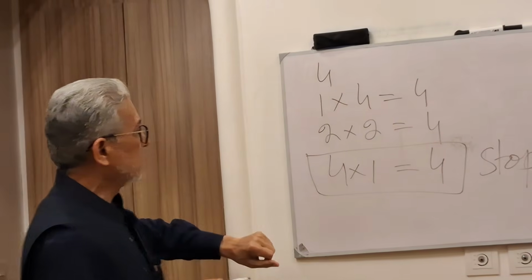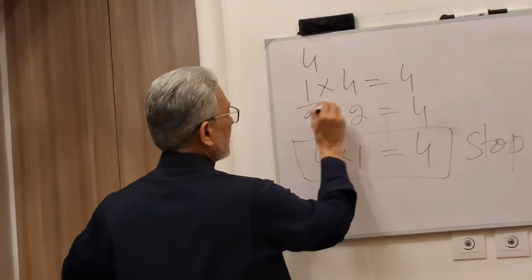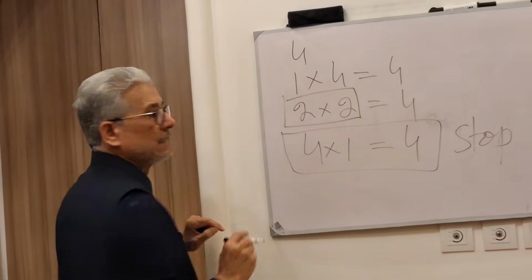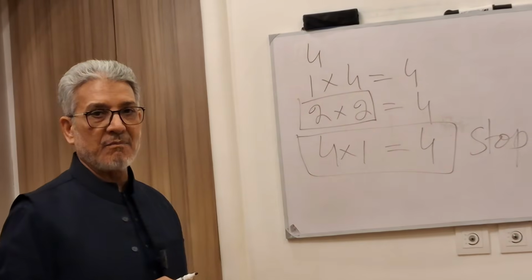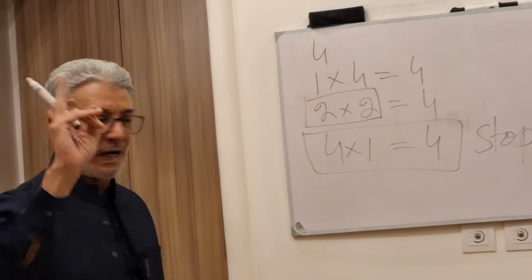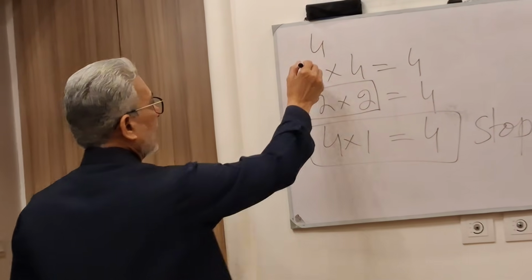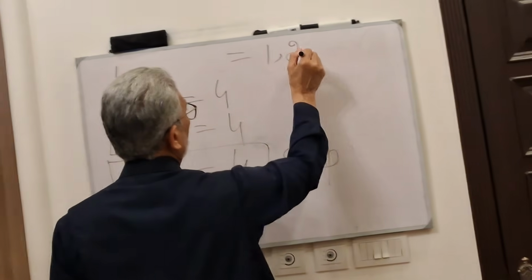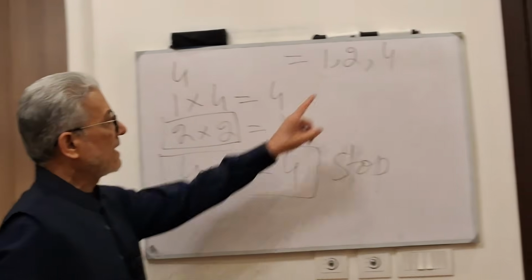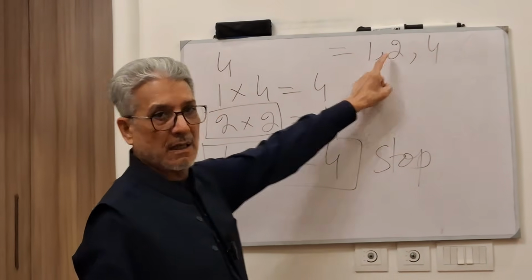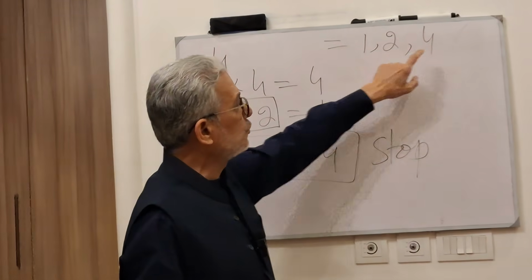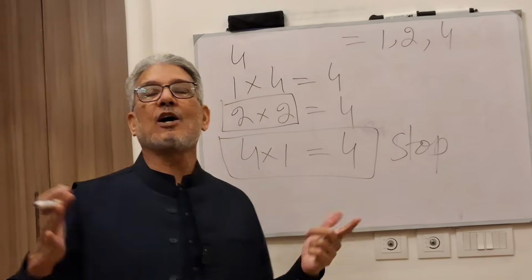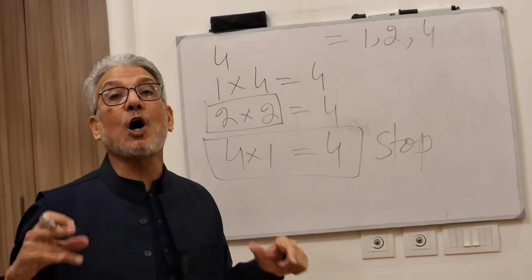So what are the factors? This is a pair where both numbers are the same, so you have to choose one. So how many factors? 1, 2, and 4. And how many factors are these? 1, 2, 3. 3 factors. And 3 is an odd number. So you have got an odd number of factors.